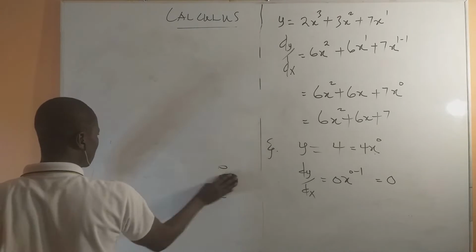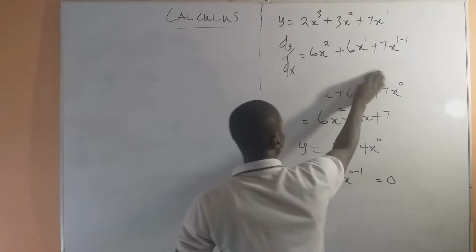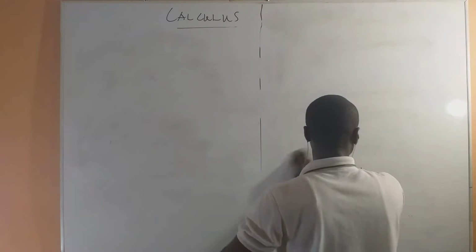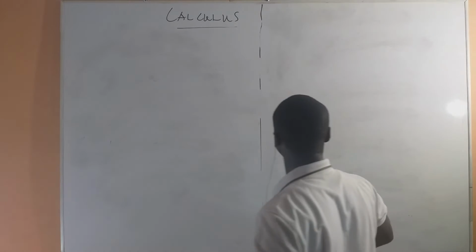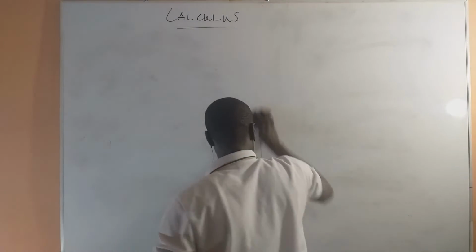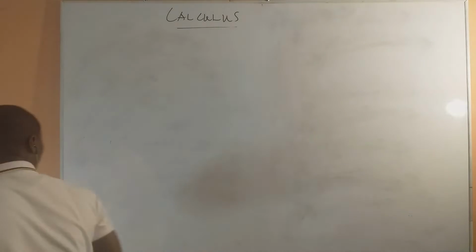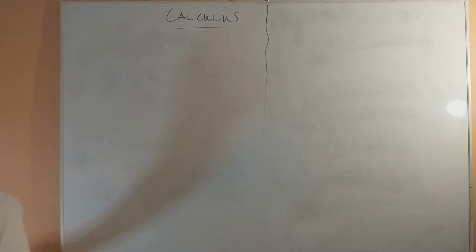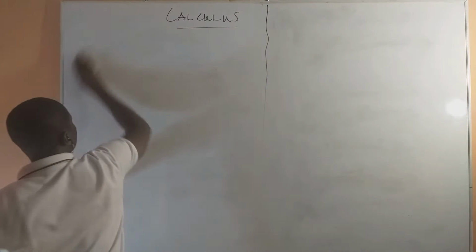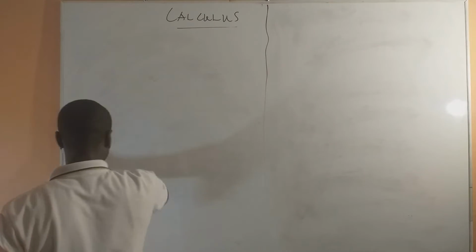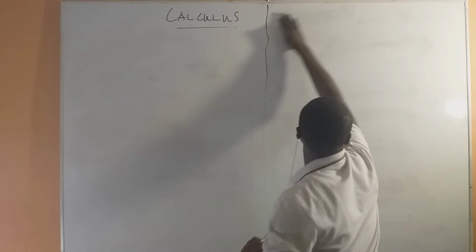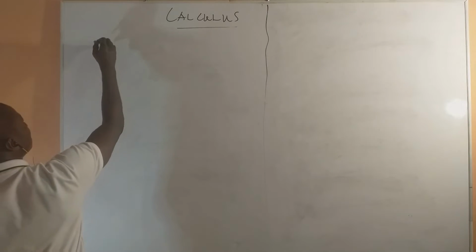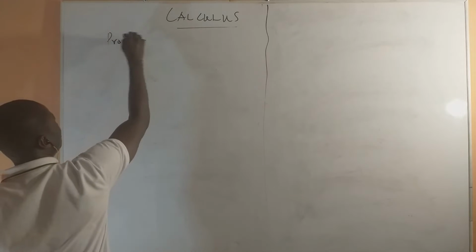Now we are going to look at what we call the product rule, and we also look at what we call the quotient rule. Now when we say product, what comes to the head is multiplication. And when you say quotient, what comes to the head is also division. And so we are going to look at the product rule and the quotient rule, what makes it quotient and what makes it product.